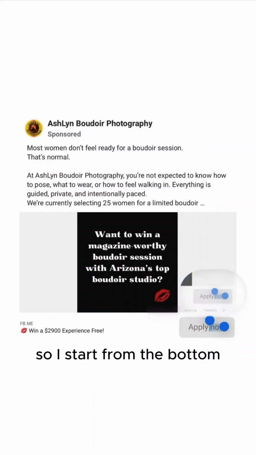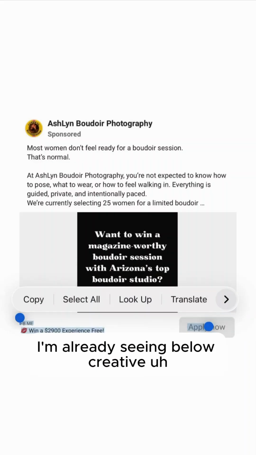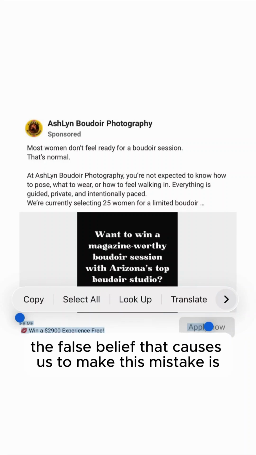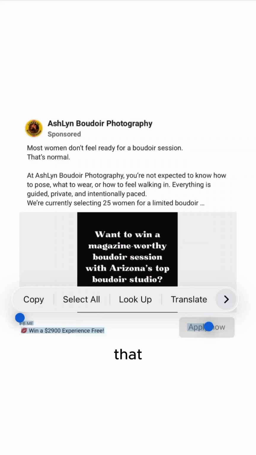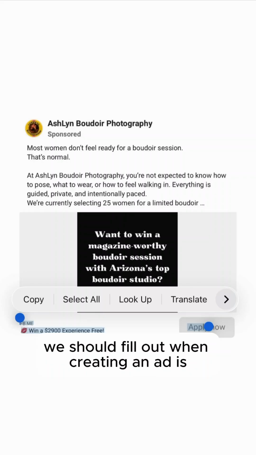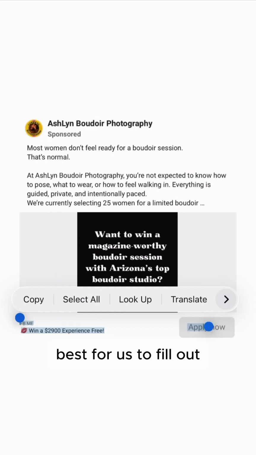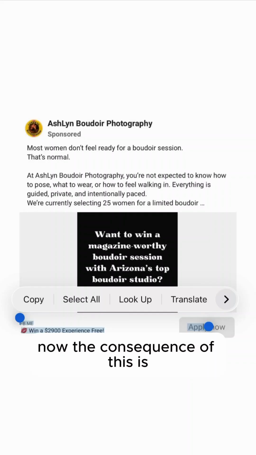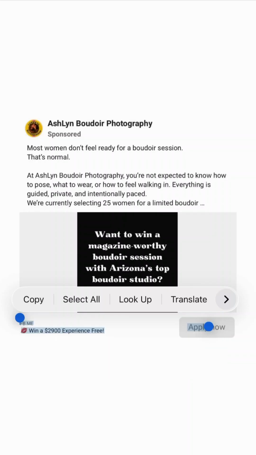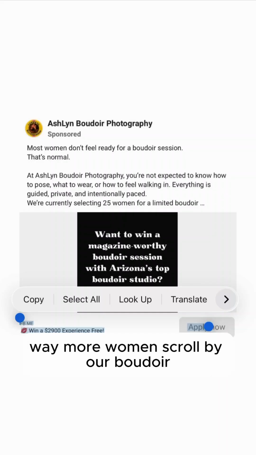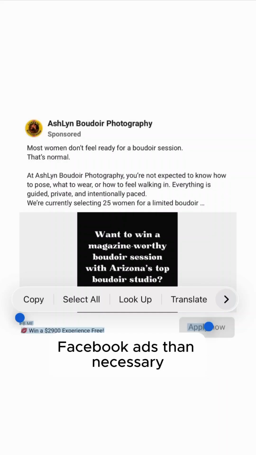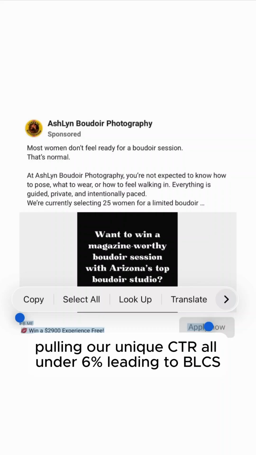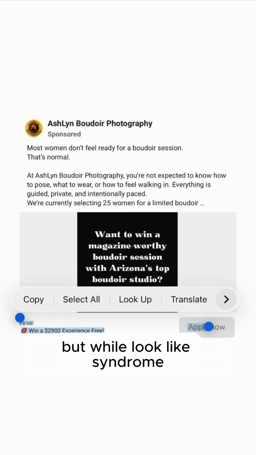So I start from the bottom. I'm already seeing below creative, the below creative cluster mistake. The false belief that causes us to make this mistake is that everything Facebook says we should fill out when creating an ad is best for us to fill out, instead of best for Facebook that we fill out. The consequence of this is way more women scroll by our Boudoir Facebook ads than necessary, pulling our unique CTR all under 6%, leading to BLCS, Boudoir low click syndrome.